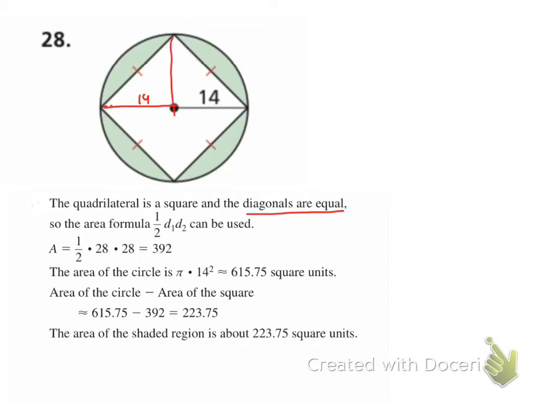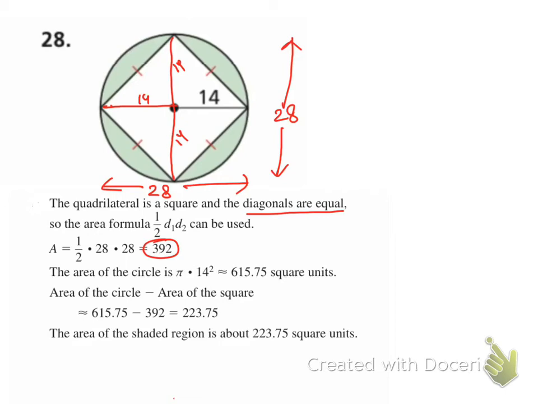Same way, the other diagonal is going to be what? 14 and 14. So the diagonals are actually 28 and 28. And what's the area formula? You can just multiply the diagonals and divide by 2. For this case, that's 392. That's the area of the square.